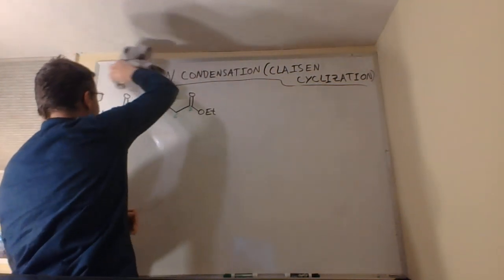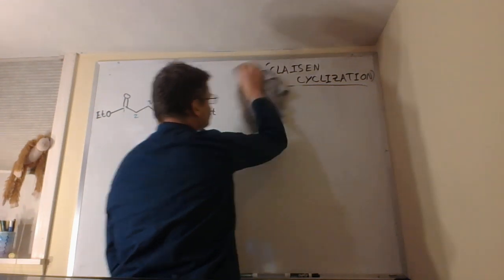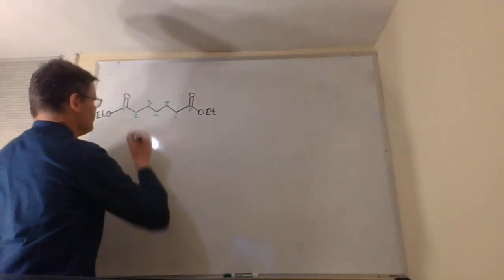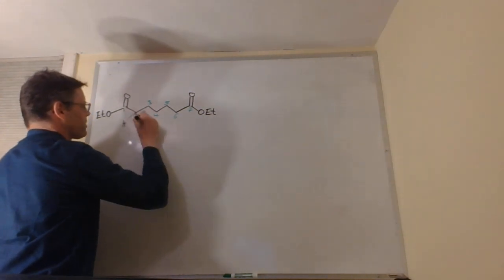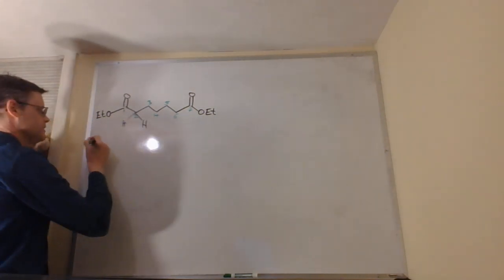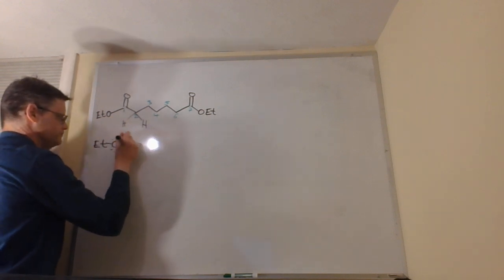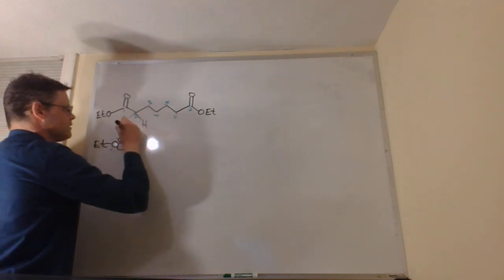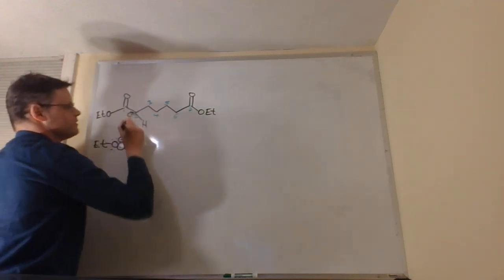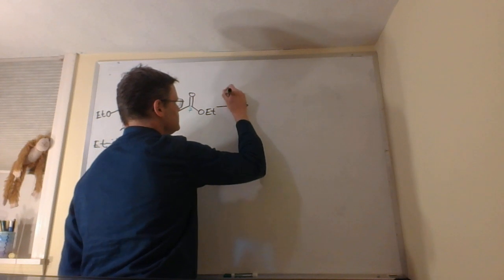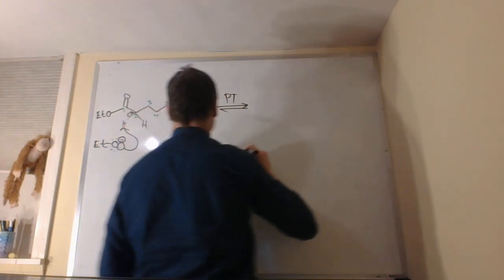I may or may not go through the full mechanism of this. If you want the full story of the mechanism of a Claisen condensation, you need to watch the previous video. But what's going to happen here is our base, ethoxide, is going to come in, and we're going to do a proton transfer, PT. We're going to form an enolate.